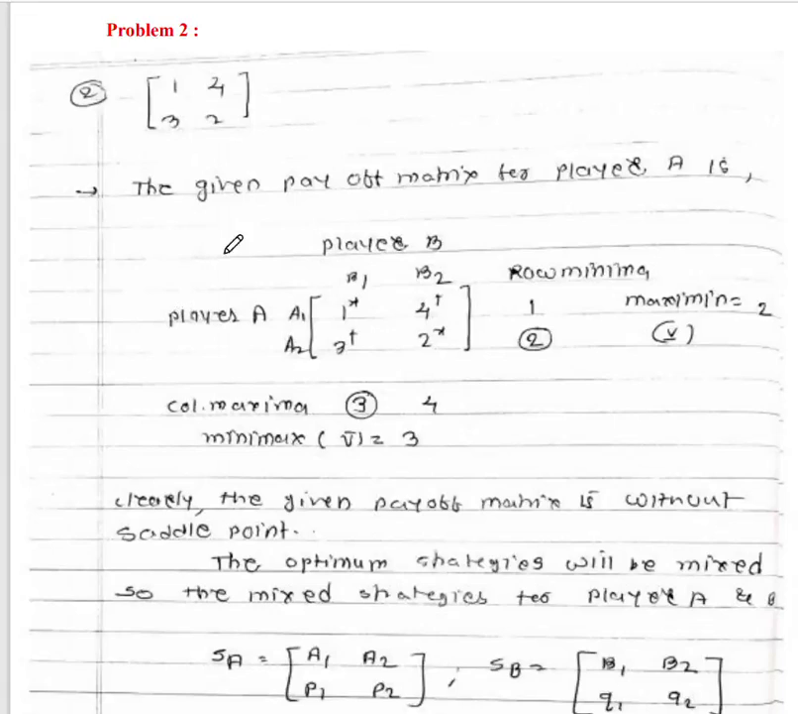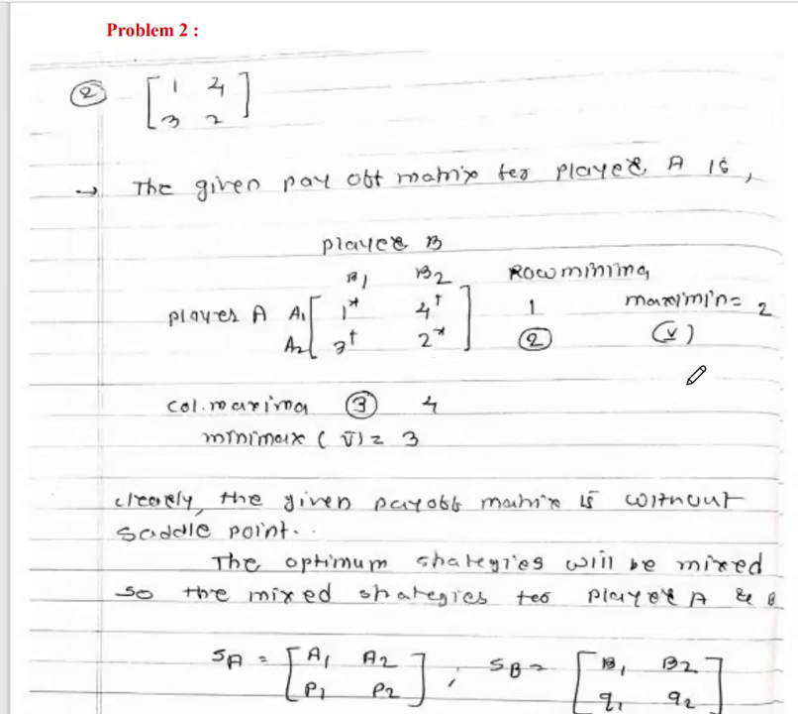Solution: the given payoff matrix for player A, using two strategies A1, A2, and player B using two strategies B1, B2. The payoff matrix can be written in this form: 1 4, 3 2. Now we will find the row minima. Row minima means the smallest value in each row, that is 1 and 2. Mark the minimum value in each row with a star, that is 1 and 2 star.